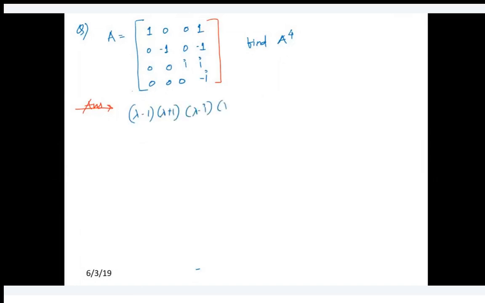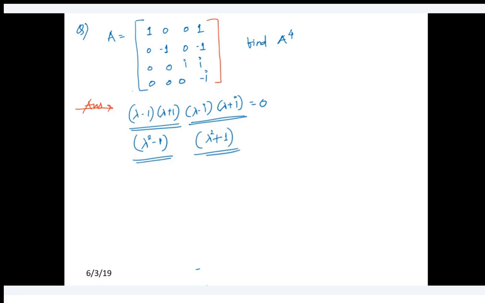A minus B, A plus B is A square minus B square. So lambda square minus 1. And here again, A minus B, A plus B, it's lambda square minus i square. And what is i square? i square is equal to minus 1, so it will become plus 1. And again here, A minus B, A plus B is A square minus B square, so lambda raised to the power 4 minus 1 you will get.